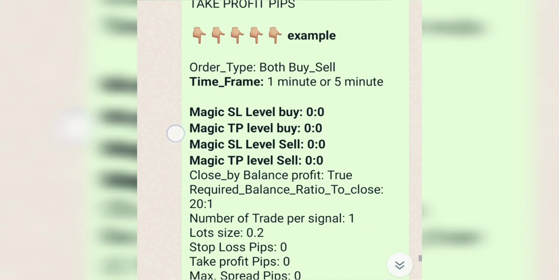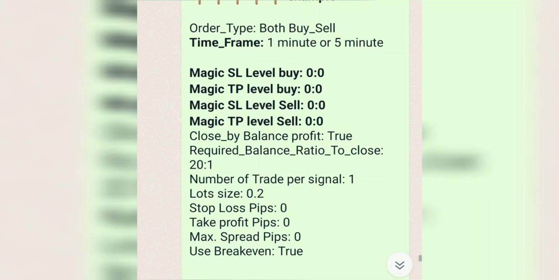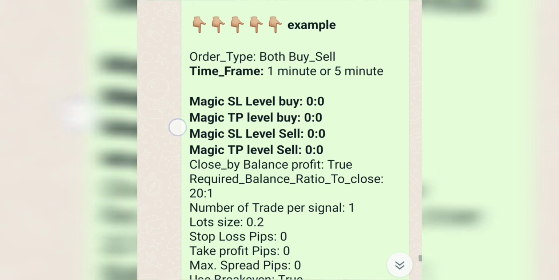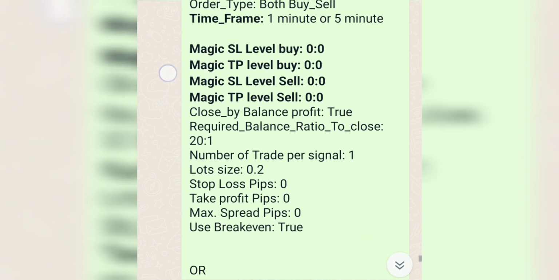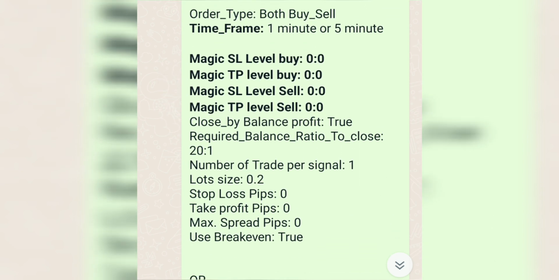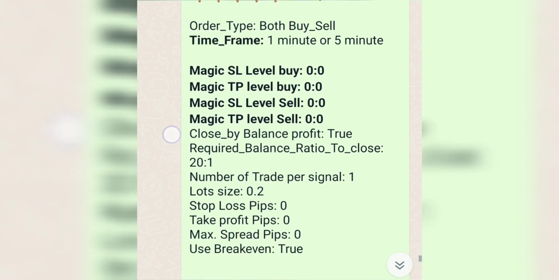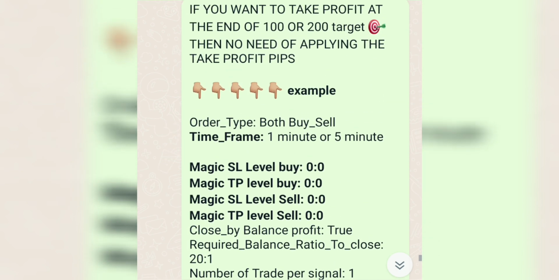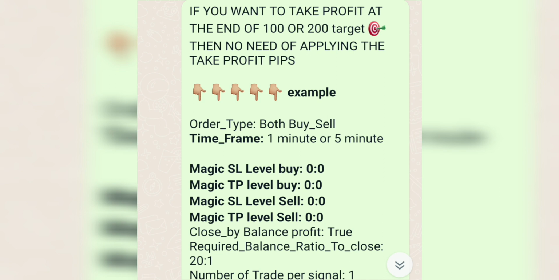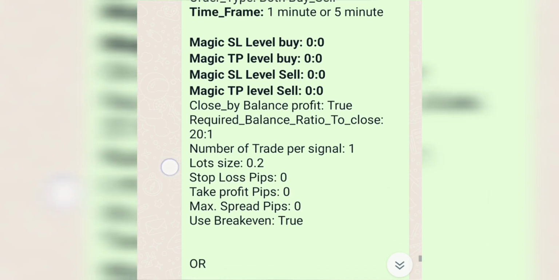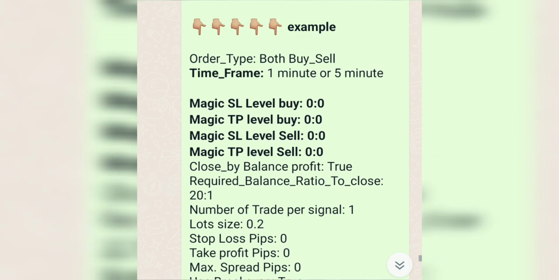This other one you're seeing is for $20. See, I require balance ratio of $20. Just change it to $20. At every $20, the robot will take profit. That means you have to remove the take profit in pips. You don't want it to be slashing the profit I'm giving to you.